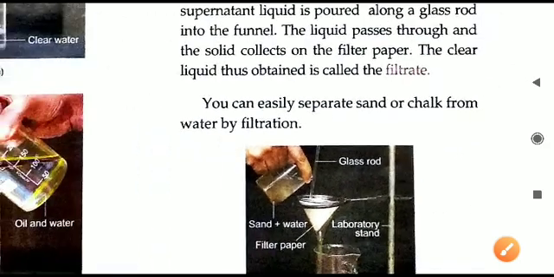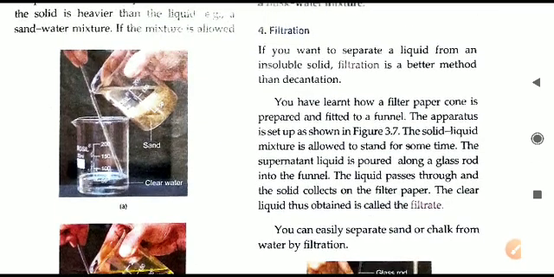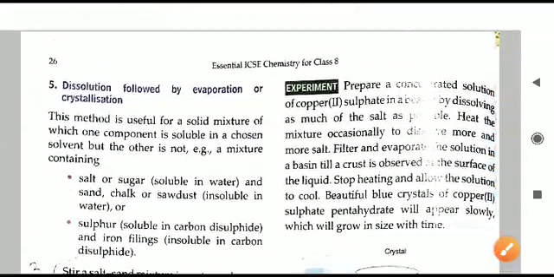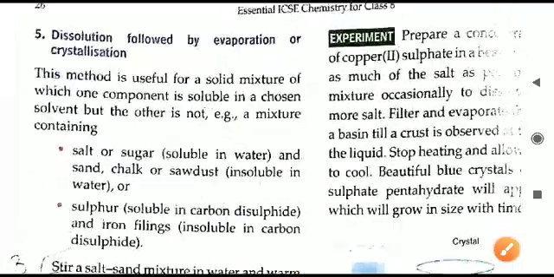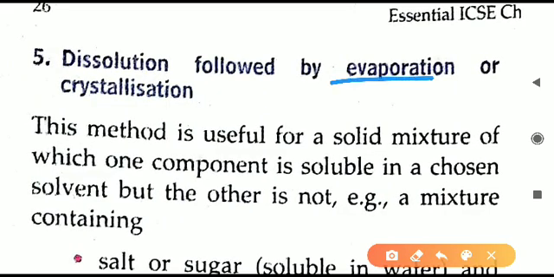So this is about separating the solid and the liquid mixture. A liquid and a solid can be separated from each other, but the solid should be insoluble. If the solid has dissolved in the liquid, then what will we do? In that case, we will apply another method that is given here in point number 5. That is dissolution followed by evaporation and crystallization.